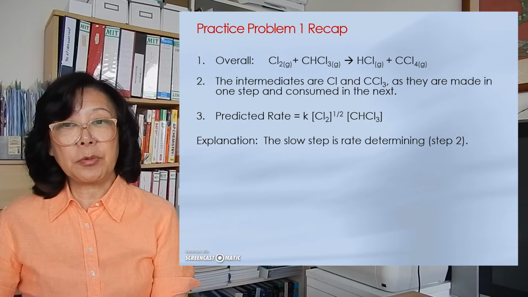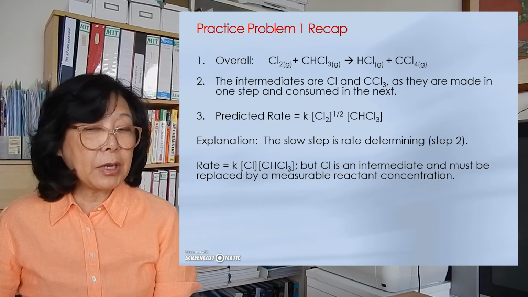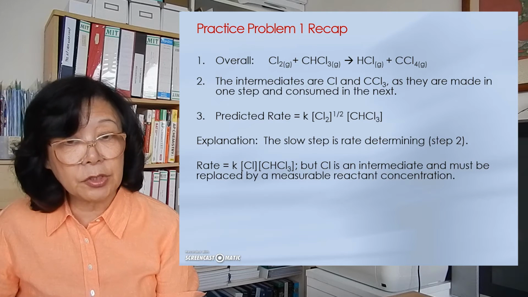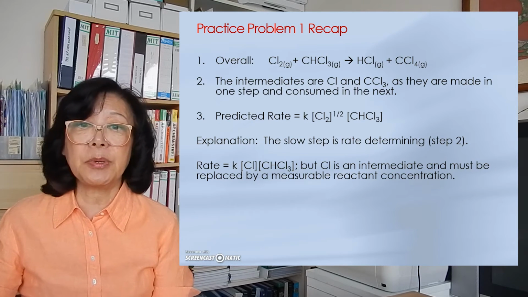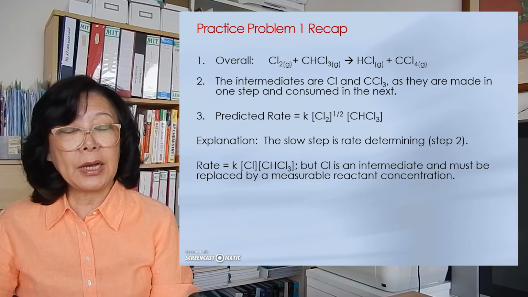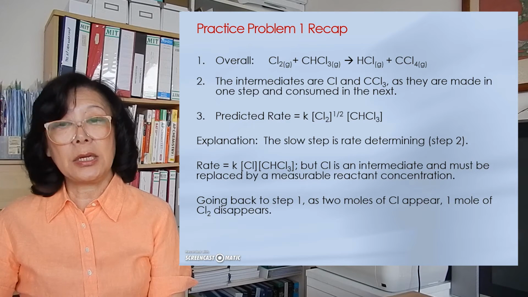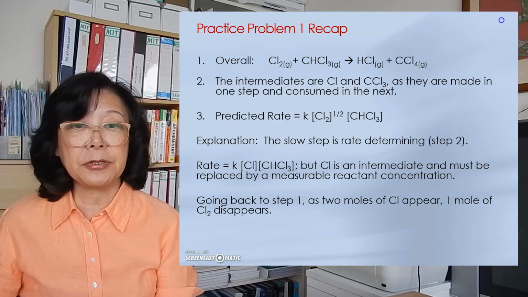The slow step is the rate determining step, which is step number 2. So when we write the rate law based on that, we have rate is equal to rate constant times Cl atom concentration times chloroform. But Cl is an intermediate and must be replaced by a real reactant concentration. So we now go back to step number 1. As 2 moles of Cl appear, 1 mole of chlorine molecule disappears.